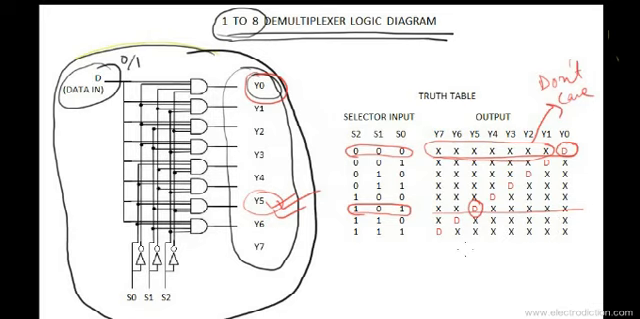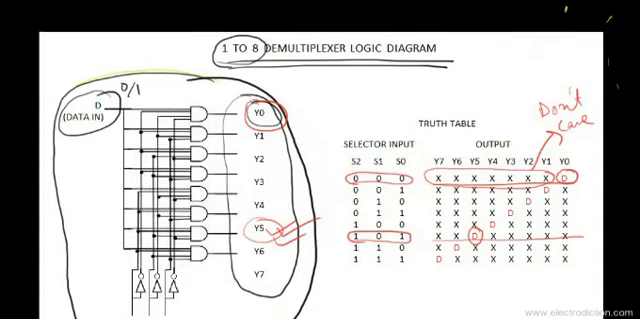So this is basically about the functioning and the internal logic diagram of the demultiplexer. If you are asked to construct the circuit of a demultiplexer by means of logic gates, you can use this circuit as well. That pretty much sums up our discussion on the functioning of the demultiplexers.